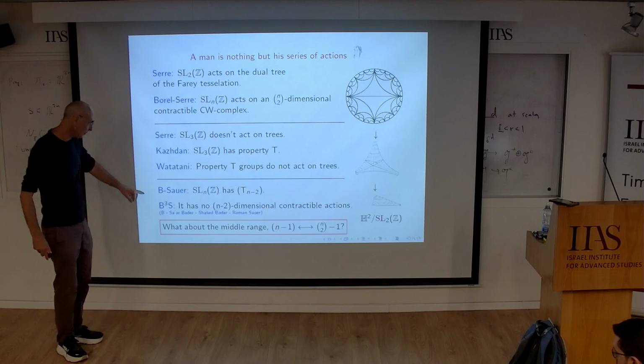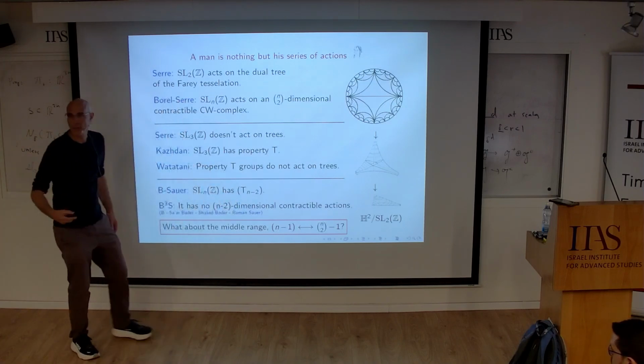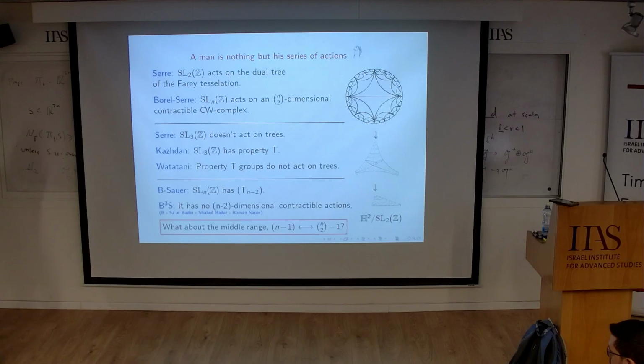It doesn't have any action on an n-2 dimensional CW complex, where the action is a cellular action, to be precise. I'll come back to this. And you use Tn-2 to show? I'll explain what is the relation with Tn-2. Not exactly, but it is very much related. So this is just a motivation for what comes next.